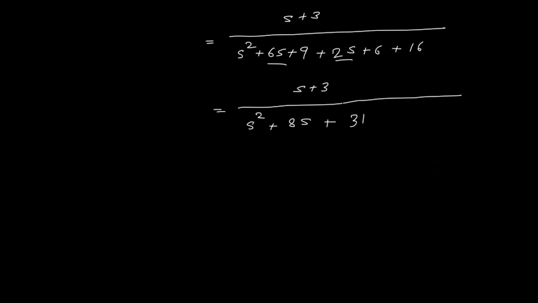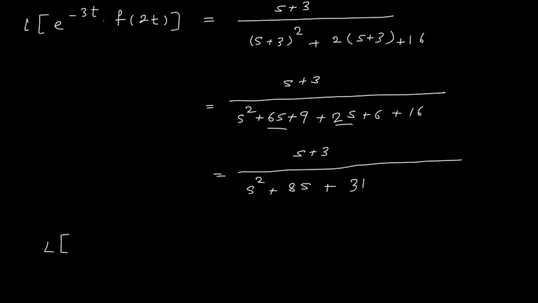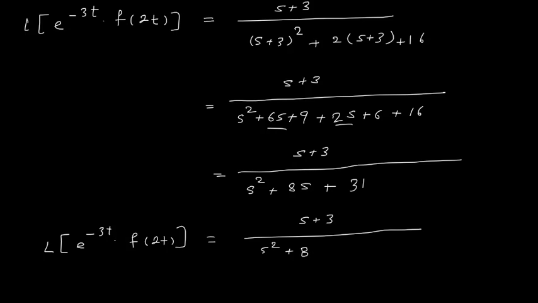So Laplace of e power minus 3t into f of 2t is s plus 3 upon s square plus 8s plus 31. Now let us see a few more questions.